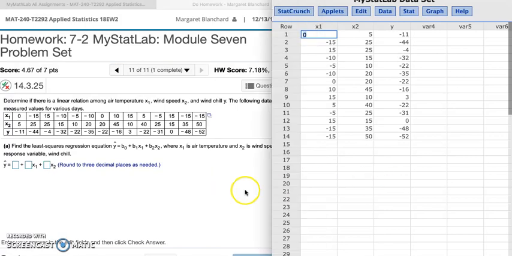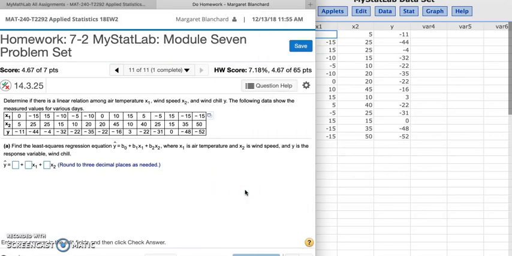As you can see here, I already opened it up in StatCrunch. So let's go ahead and look at part A. Find the least squares regression equation. Y hat equals B naught plus B1 x1 plus B2 x2, where x1 is air temperature and x2 is wind speed, and y is the response variable, wind chill. So similarly to last week, we're looking at an intercept and a coefficient. In this case, we just have two coefficients since we have two predictor variables.